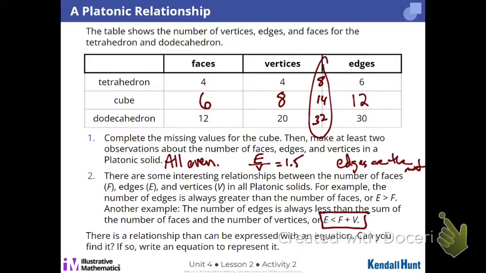All right, Sean, what's an equation we could do? E plus 2 equals F plus V. So if I take my edges and I add 2 to it, it would equal F plus V. That's one of the 2 I got. Kai, you got another one? F plus V plus 2 equals E. F plus V. So, if I take that number of faces and vertices and do what?